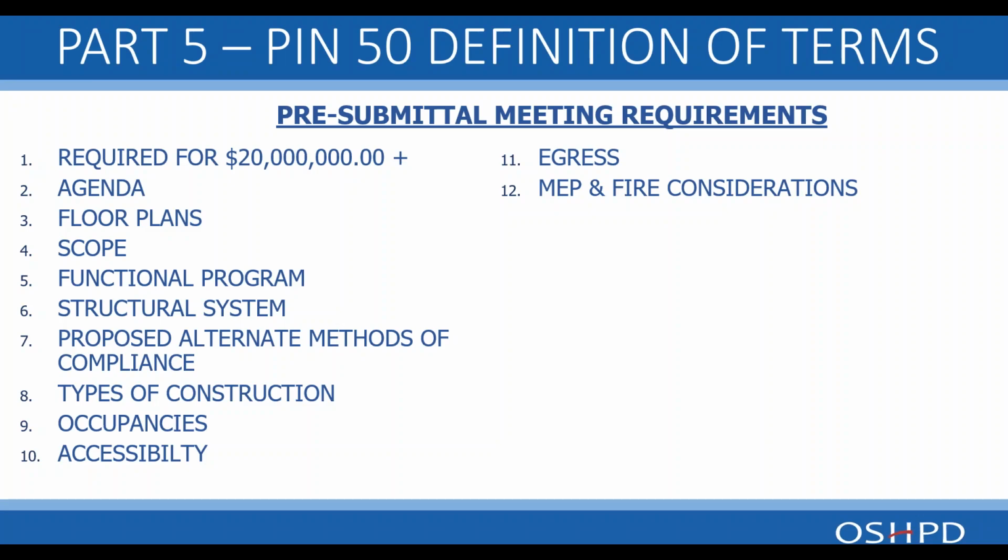The pre-submittal meeting requires an agenda, floor plan, scope, the functional program should be prepared, a description of the structural system, proposed alternate methods of compliance, if they are known, should be included and discussed, types of construction, occupancies, accessibility issues, required egress, MEP, and fire considerations.